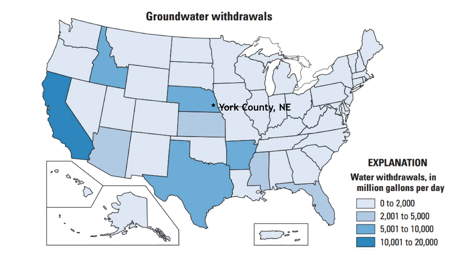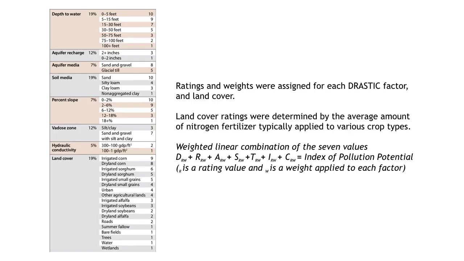York County, Nebraska was studied because 45% of the land in York County is used to grow irrigated corn and is at high risk of groundwater contamination. Ratings and weights were assigned for each DRASTIC factor as well as land cover. The land cover ratings were determined by the average amount of nitrogen fertilizer typically applied to various crop types. Then, the weighted linear combination of the 7 values were calculated to discover the index of pollution potential.